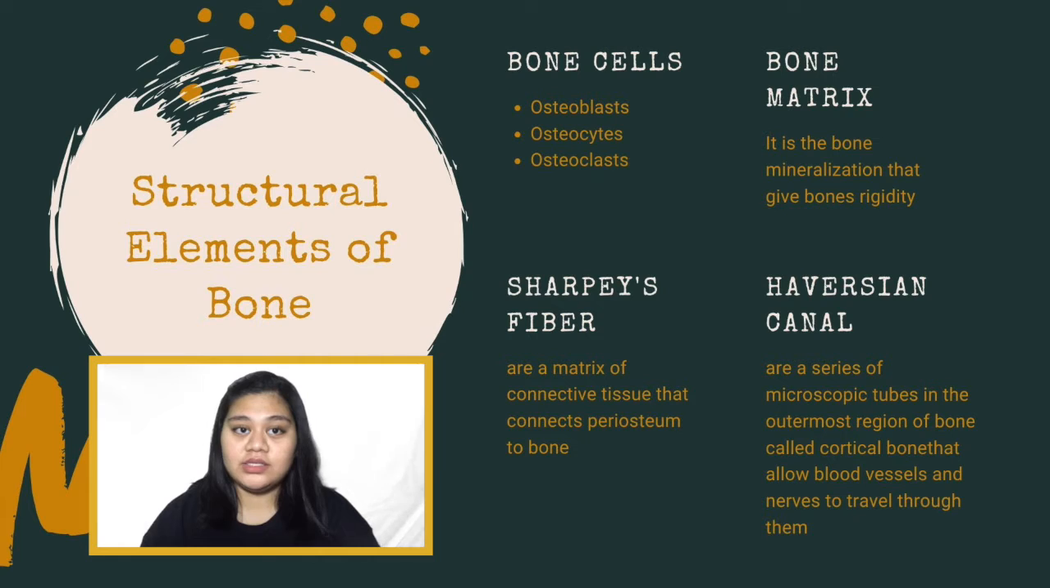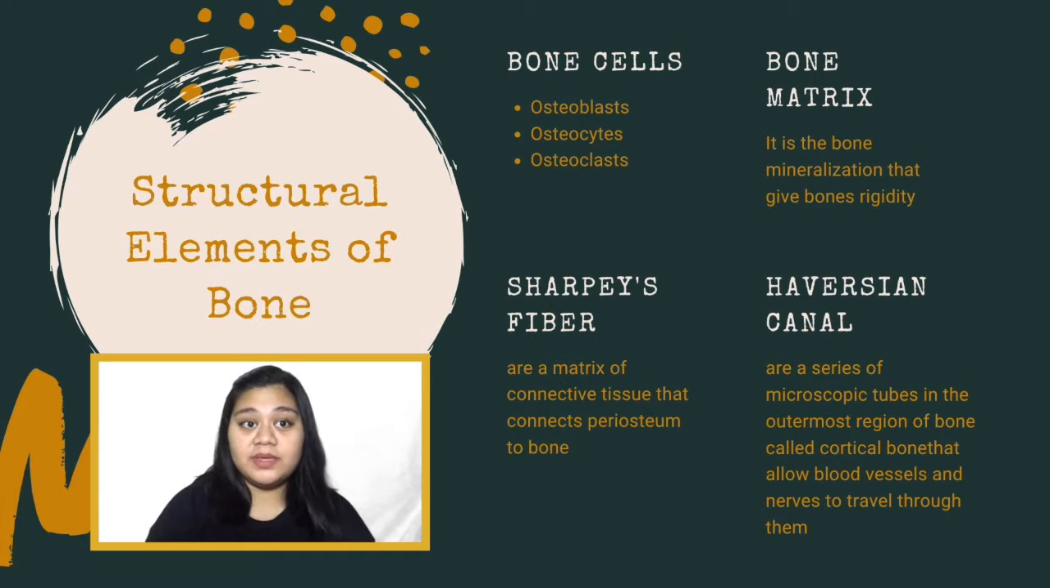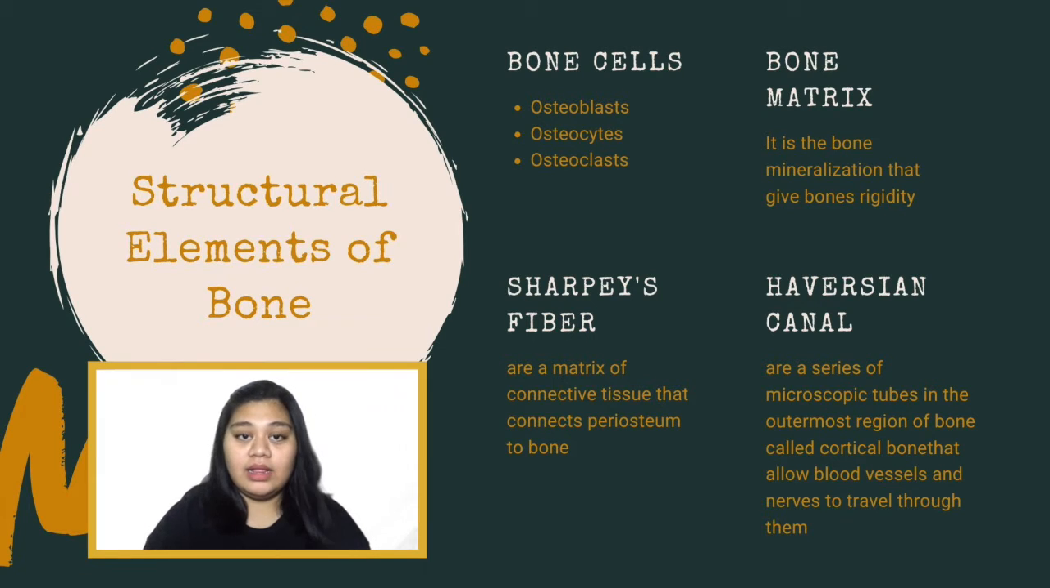Bone matrix is the bone mineralization that gives bone rigidity. Sharpey's fibers are a matrix of connective tissue that connects periosteum to bone. Last but not the least, the Haversian canals. These are a series of microscopic tubes in the outermost region of bone, called cortical bone, that allow blood vessels and nerves to travel through them.